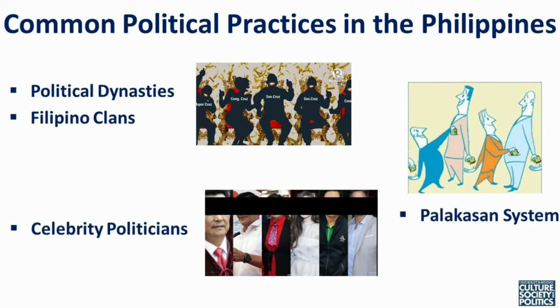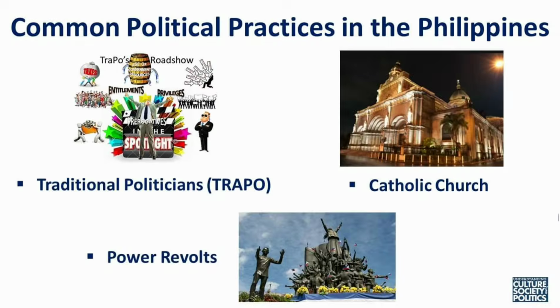The next one is the palakasan system. Now, this is when someone has a backer or a relative within the office or somebody powerful who can give that person such favor or a position in the government.